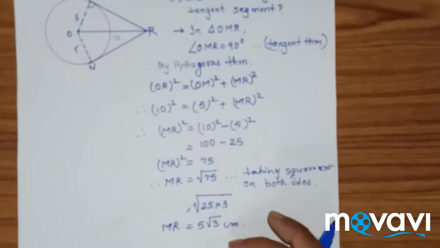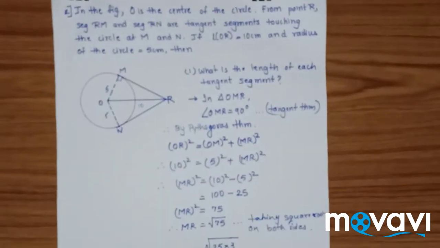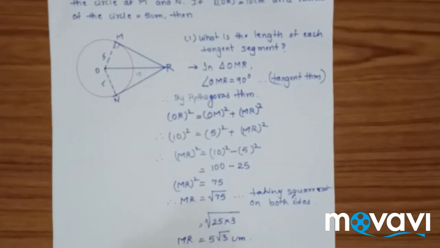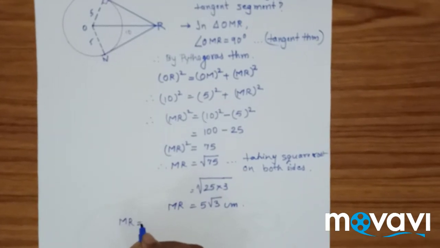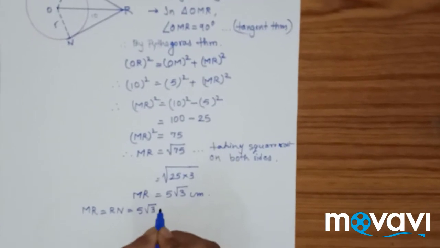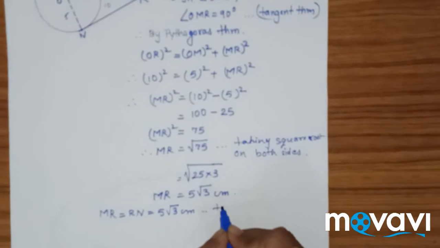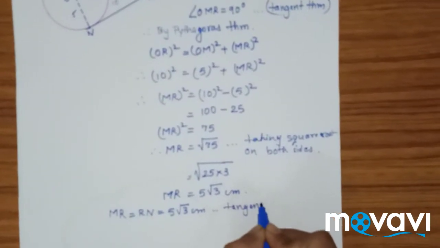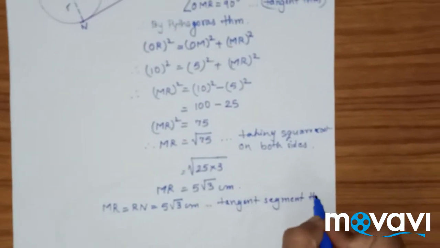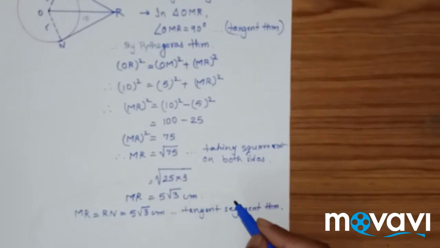Now what have they asked? They have asked the length of each tangent. You got MR, that is one, which is also equal to RN. So we will have to mention this somewhere. MR is equal to RN is equal to 5 root 3 centimeter. And what is the reason? Tangent segment theorem. This is what we have studied. So the length of each tangent is 5 root 3.